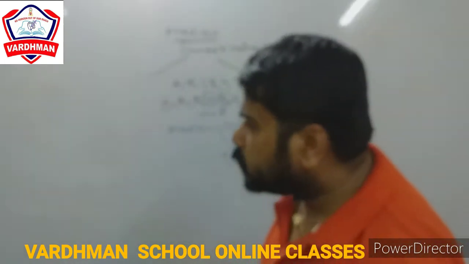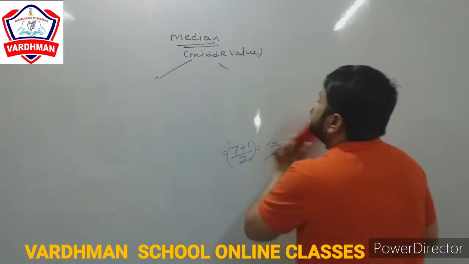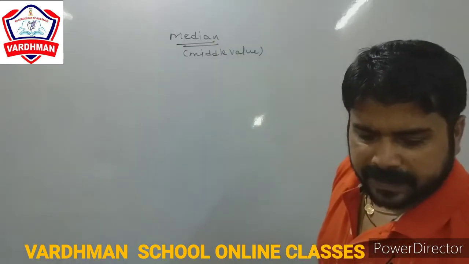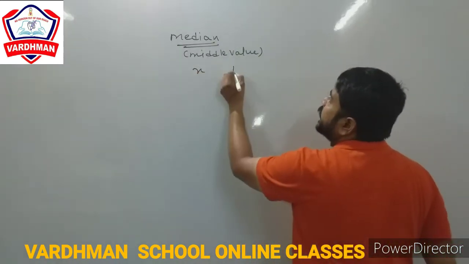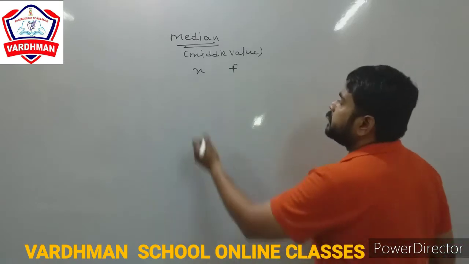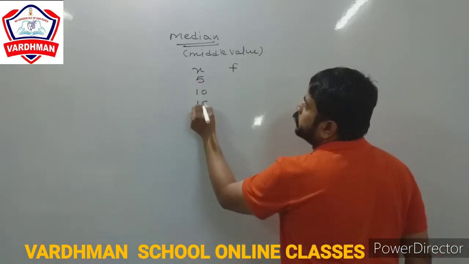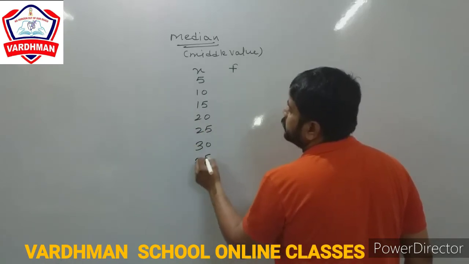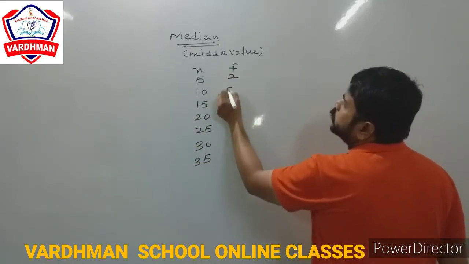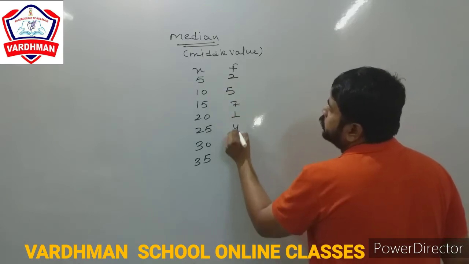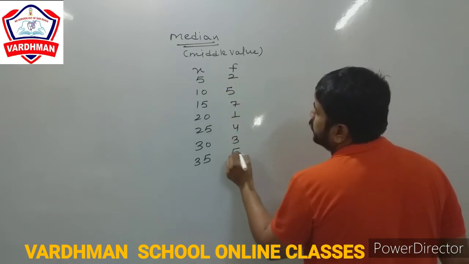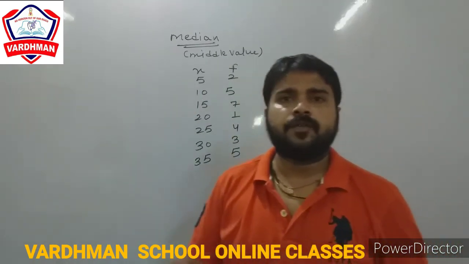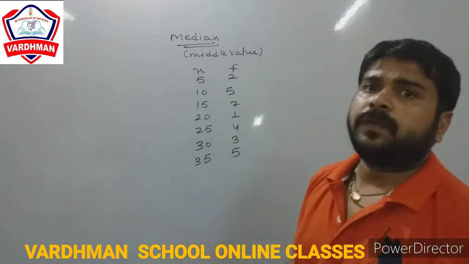Now move on to when data is given in x and f form, like 5, 10, 15, 20, 25, 30 and 35. The frequency will be 2, 5, 7, 1, 4, 3, 5. If this type of question is given and we have to find the median, then how do we find it?